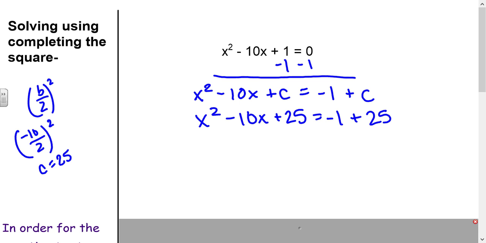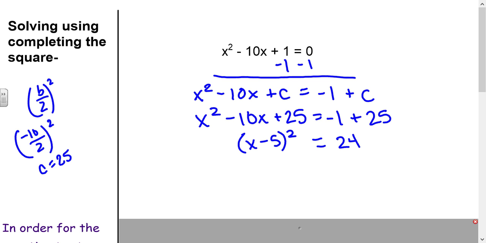And now I just simplify. So on this side, negative 1 plus 25 would be 24. And on this side, I have a perfect square trinomial now because I just completed the square. So what I can do with this now is I can factor. So what are factors of 25 that add to be negative 10? Well, it would be x minus 5 times x minus 5. So that would be like x minus 5 squared.